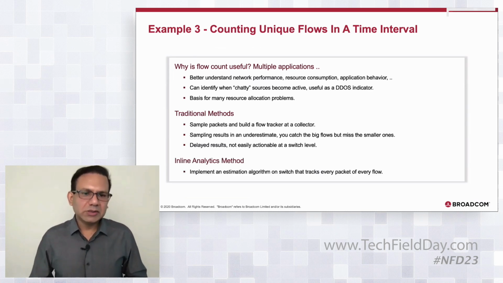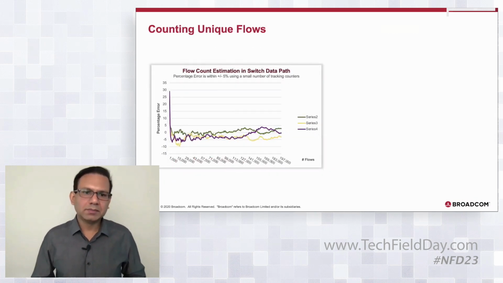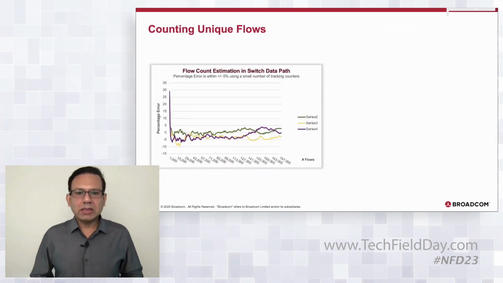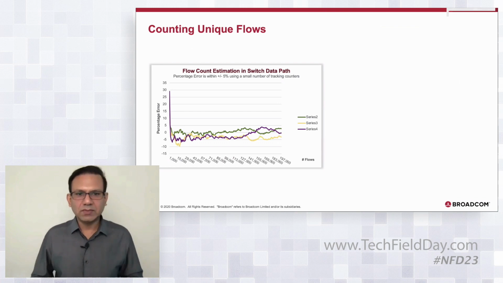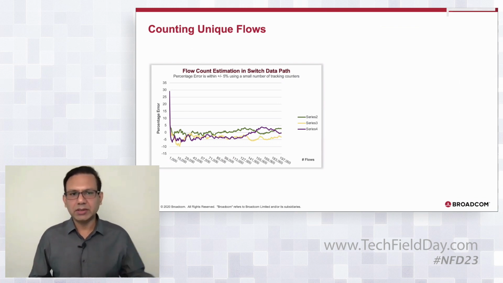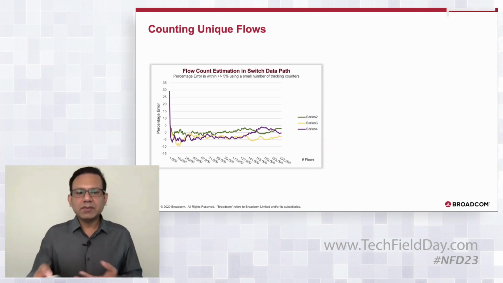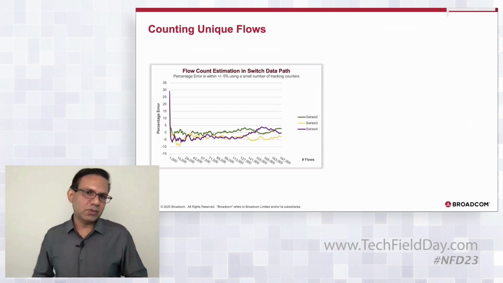What's the inline analytics method? We can implement an estimation algorithm on the switch that tracks every packet of every flow. What does that look like? Here's a graph that has on the x-axis the number of unique flows. On the y-axis, we are tracking percentage error versus the known number of flows. Because this is a controlled environment, we know exactly how many flows are being generated in this test setup. And then we have 3 different runs, series 2, 3, and 4, which give you the value.